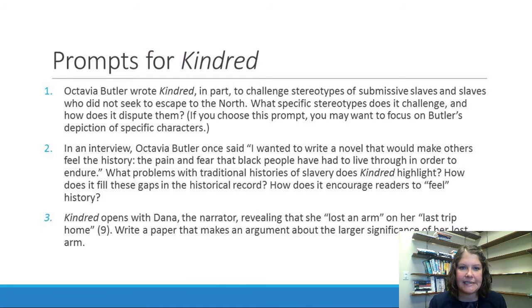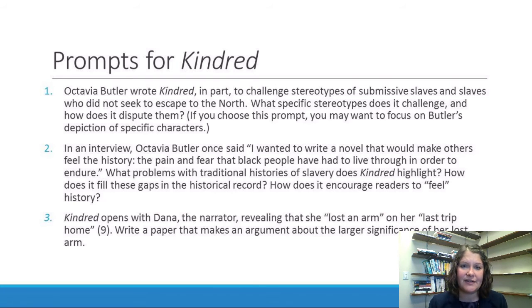The second question asks you to think about the role of history and the depiction of history in the novel. In an interview, Octavia Butler once said, quote, "I wanted to write a novel that would make others feel the history, the pain, the fear that Black people have had to live through in order to endure," end quote. What problems with traditional histories of slavery does Kindred highlight? How does it fill in these gaps in the historical record? How does it encourage readers to feel history?